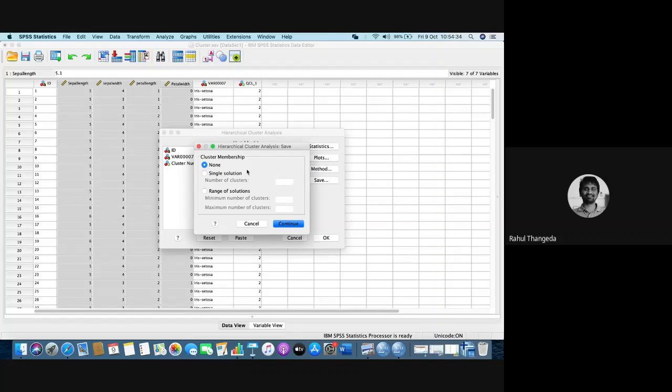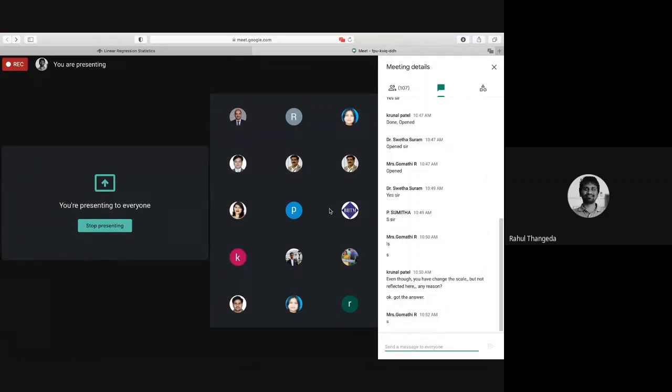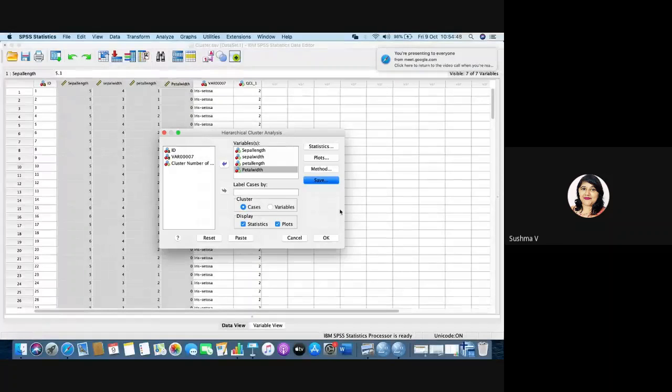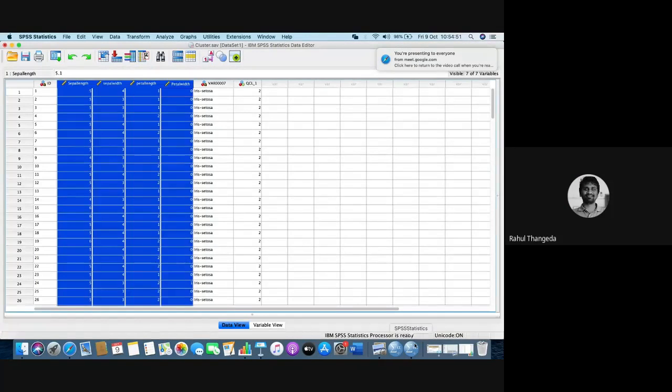Save, again, I'm not using anything here. So this is all that I have done. I hope you have also done it and are not stuck anywhere until here. Done, sir. Okay, so now click on OK. You should now be led to your output file.